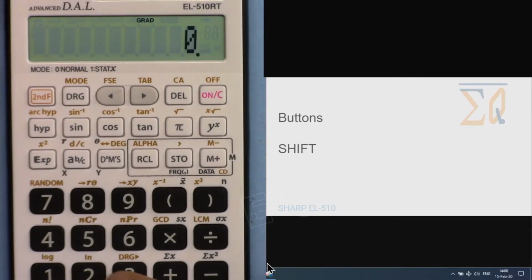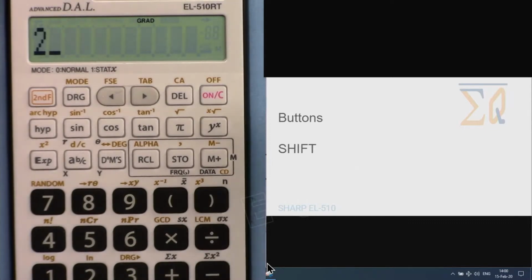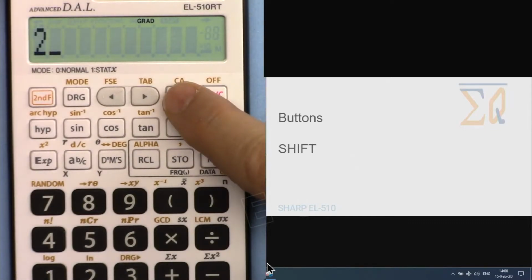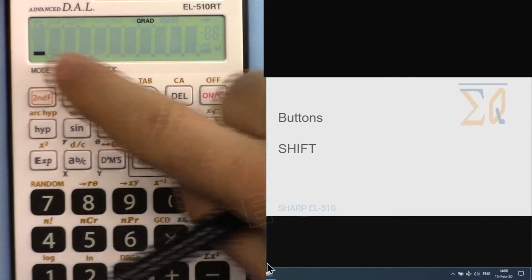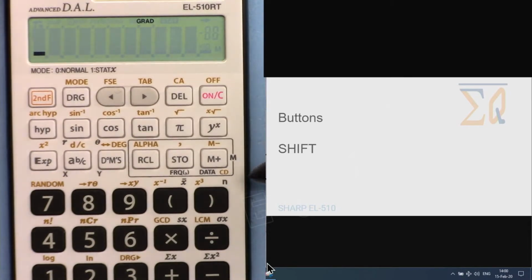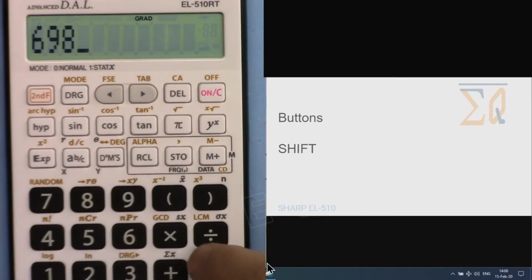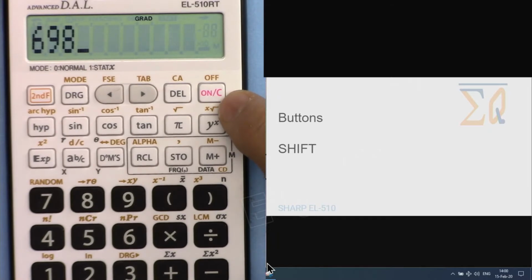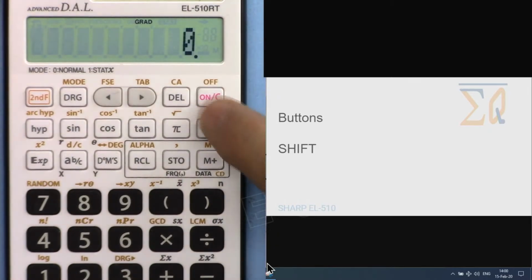Enter a value, for example 5. The value can be deleted using this button. The last value that you entered, you can press it and delete. If you have something on the screen, this C or ON is clearing the screen.